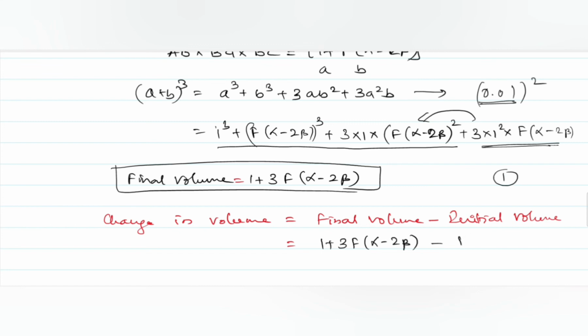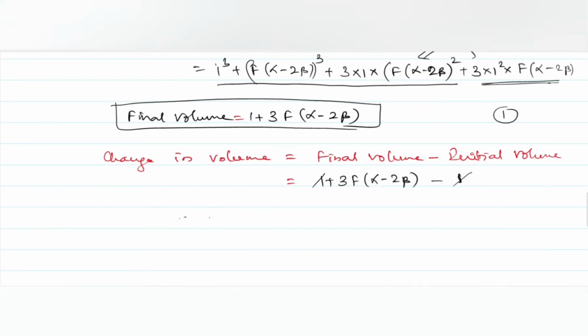1 cube means that is the initial volume. 1 we will write, and then 1 gets cancelled. Then what remains here? The change in volume remains, that is 3f alpha minus 2 beta.